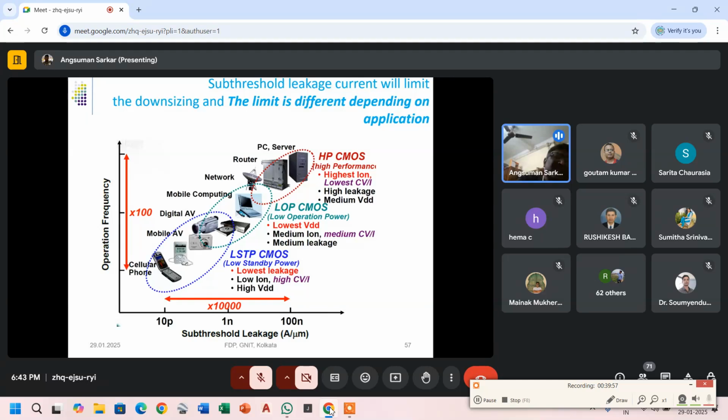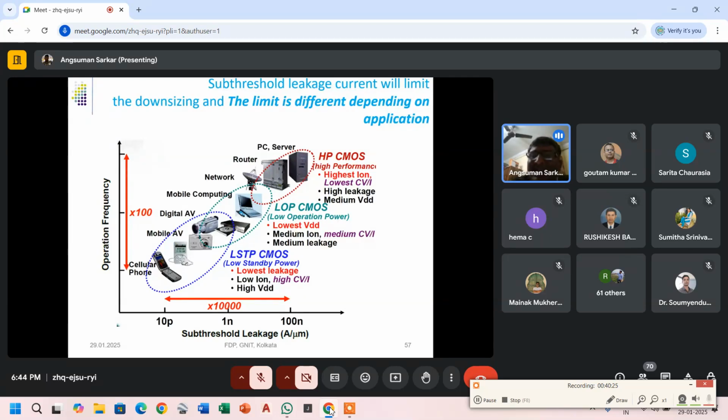So in this case, a very high frequency is not required. A very high performance is not required. A high frequency of operation is not required. The only thing required is low power. So we want to minimize the power, so leakage current is lowest. See, lowest leakage in case of LSTP CMOS, in contrast to HP CMOS, which has high leakage. But at the same time, in order to get lowest leakage, we are sacrificing the performance.